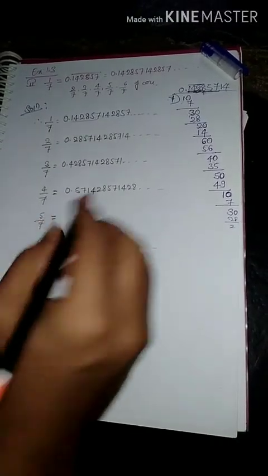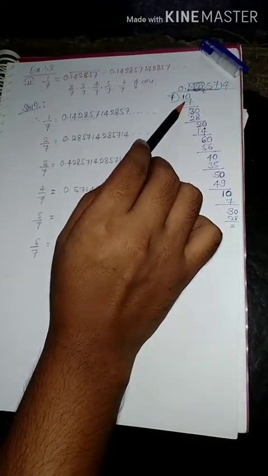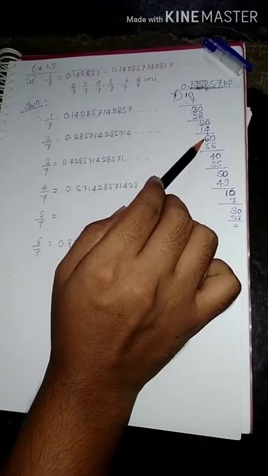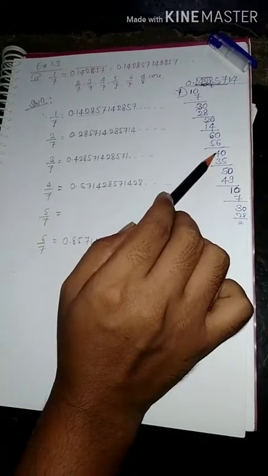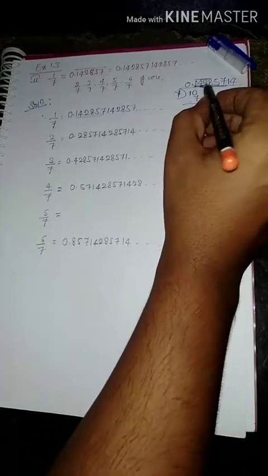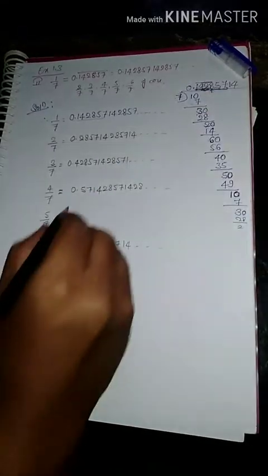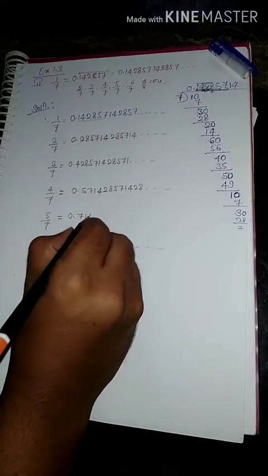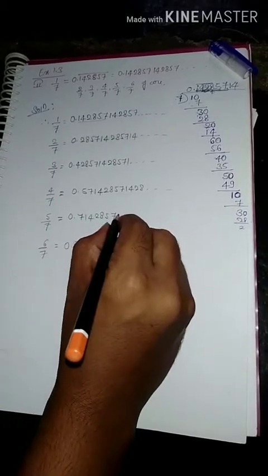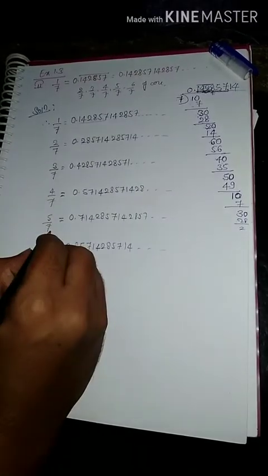And next 5 by 7. See here, after first division 3 is remainder, second division 2 is remainder, third division 6 is remainder, fourth division 4 is remainder, after fifth division 5 is the remainder. So here first leave 5 digits, 1, 2, 3, 4, 5. So start from 0.714285, 714285 is the decimal expansion of 5 by 7.